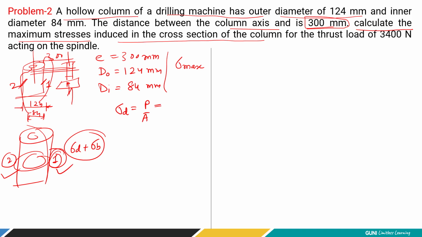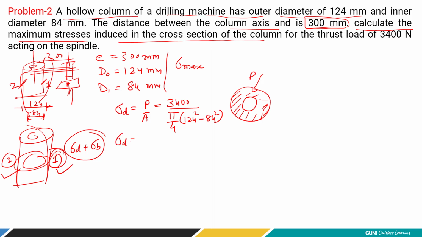Here the load is given, 3400 Newton. Okay, now because it is a hollow section, I can write like this: pi by 4 d square. The outside diameter is 124 raised to square minus inside diameter. So I have to take the annular area. That is, this is the ring area on which the direct load P is acting. Okay. Now direct stress comes out very simple. It comes out 0.52 Newton per millimeter square. So this is the direct stress value.